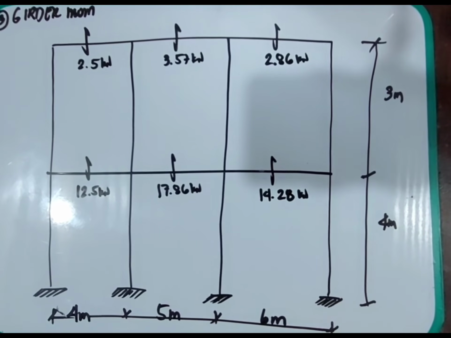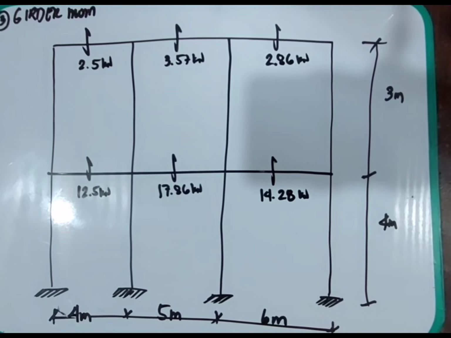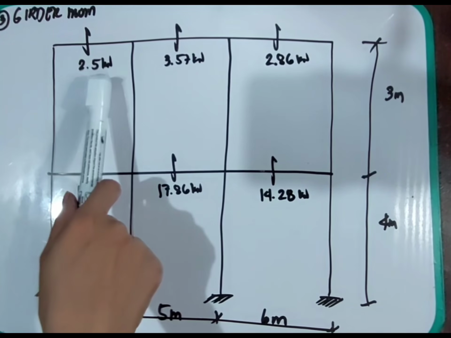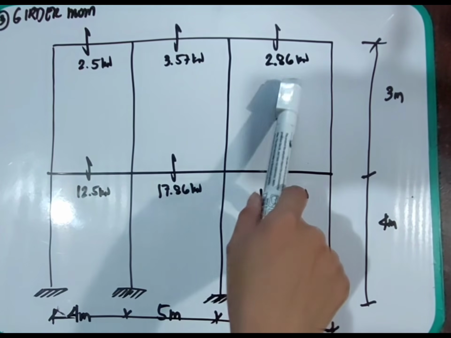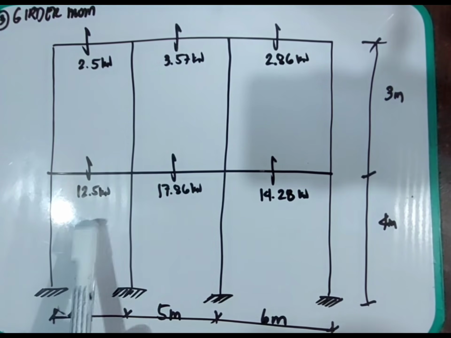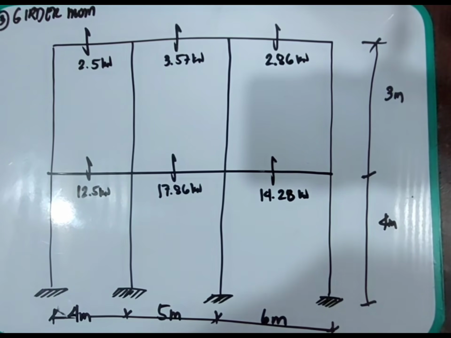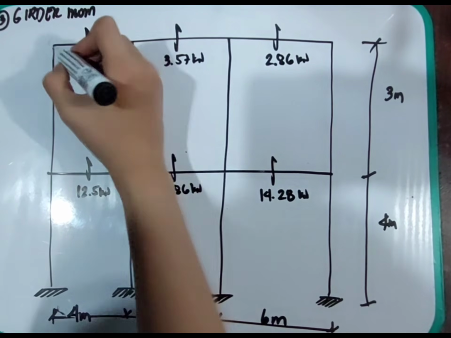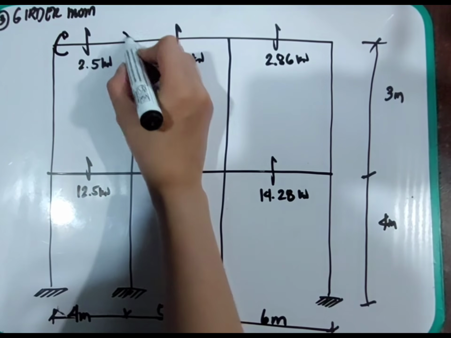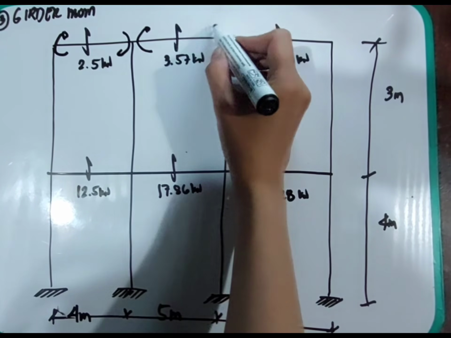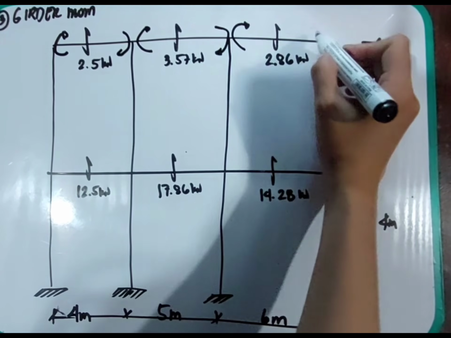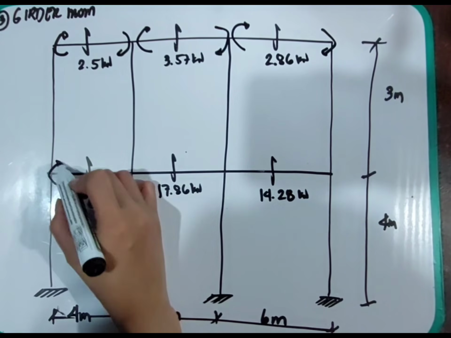Okay, step 3 na tayo. We have girder moment. So, as you can see, nagtabulate na ako ng frames natin and nilagyan ko na rin siya ng mga shear natin on your girder. So, 2.5, 3.57, 2.86, 12.5, 17.86, and 14.28. So, paano ulit ang girder moment? So, lalagay lang tayo rito ng isang rotation. Dito ulit. And then, this one, lagay din tayo.